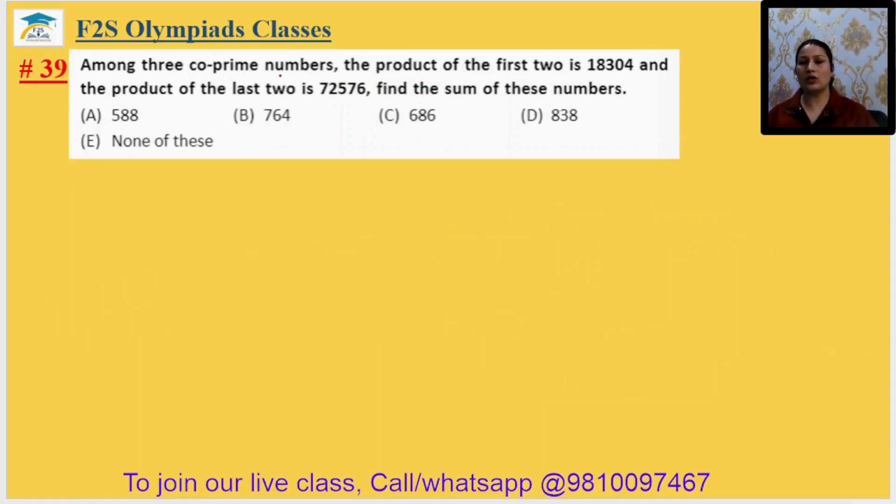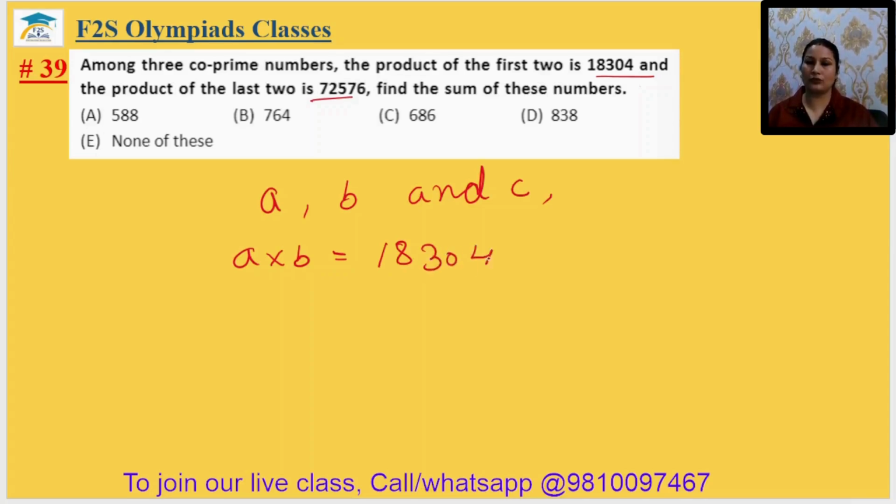Question 39. Among three co-prime numbers, the product of the first two numbers is this and the product of the last two numbers is this. So find the sum of these numbers. Suppose those numbers are A, B and C. A multiplied by B equals 18304 and B multiplied by C equals 72576. Okay.